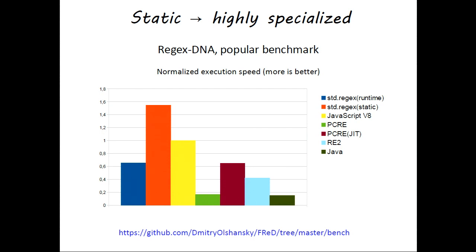What we can see is that the static version gives us about 2.5 times performance against the runtime version in this particular case. More than that, it puts us ahead of the state-of-the-art regular expression engine by 50% or something like that. And you can download and check it for yourself. It's all on GitHub.